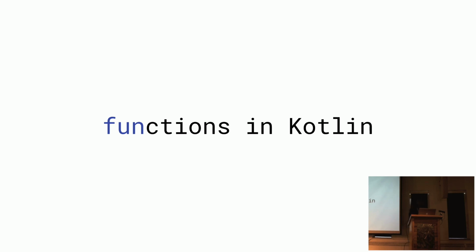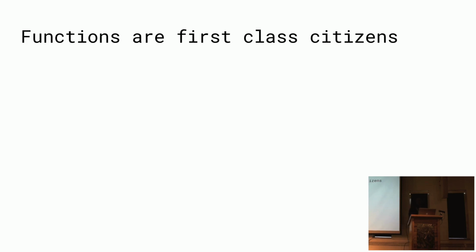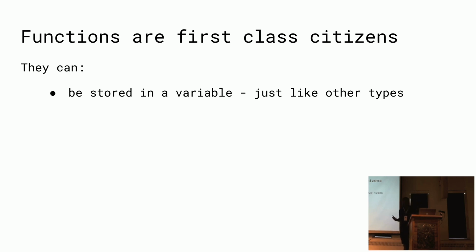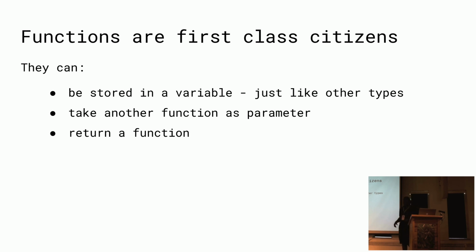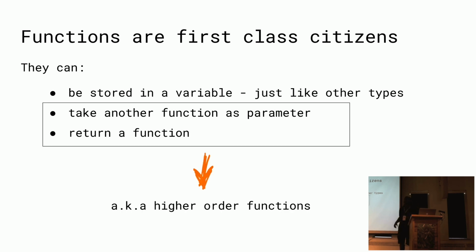Functions in Kotlin, let's start with that. Like I said, they're first-class citizens in the programming language, and what this means is that they can be stored in a variable, just like your integer, strings, whatever type. They can take functions as parameters, so a function that can take another function as a parameter. And they can also return a function. Together, these last two points are what's known as higher order functions. So it's really a thing with functional programming languages. They have a feature called higher order functions.